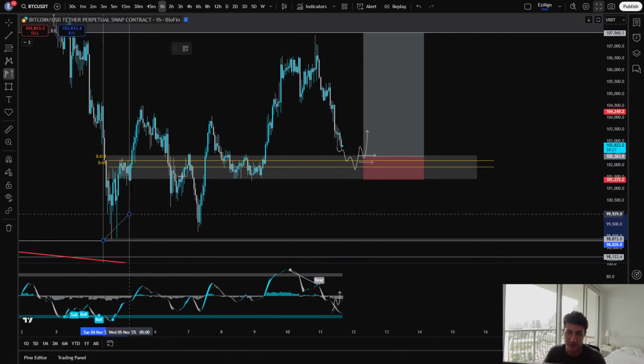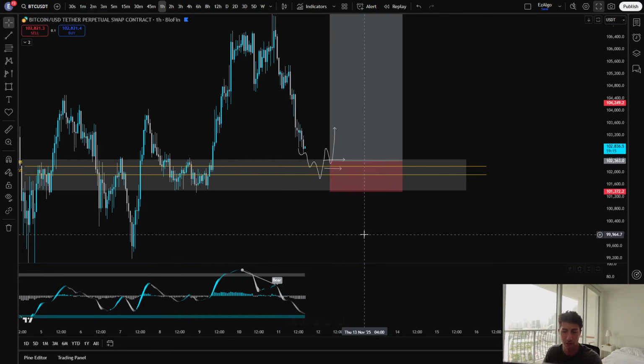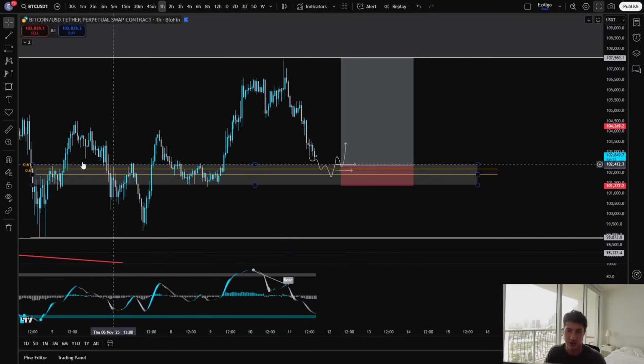We can also use some other confluences like the fixed range volume profile. But all in all, I'm looking for longs here if we see some bullish divergences on a lower time frame.